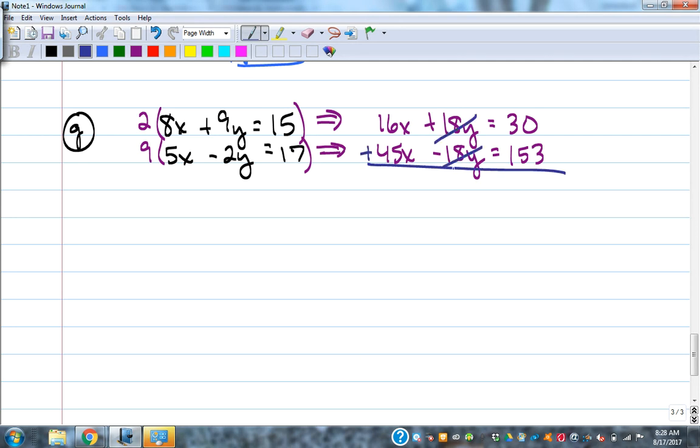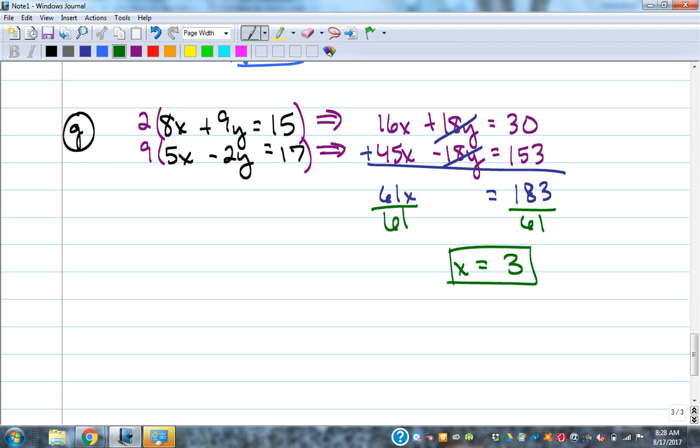Now we can cancel out the y's and total those up. So 61x equals 183. Divide. That goes 3 times. And then go from there. Plug it back in. Pick whichever one you want to. I'm going back to the first one. I don't like to do anything different.